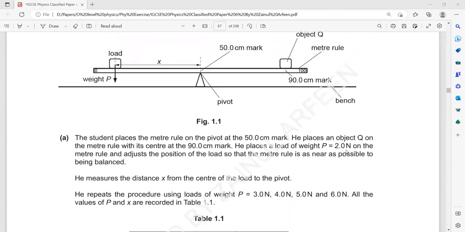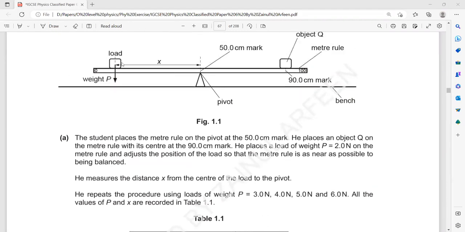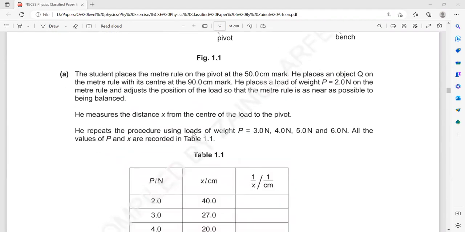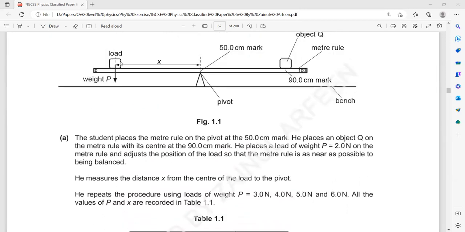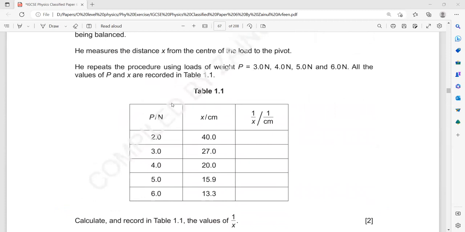He places a load P, which is 2 Newton, on the meter rule and adjusts the position until it is balanced. He measures the distance X from the center of the load to the pivot. He repeats the procedure with load P equal to 3 Newton, 4 Newton, and 5 Newton, and so on.